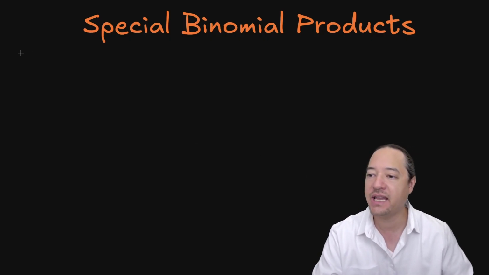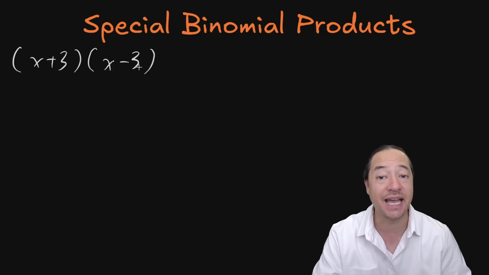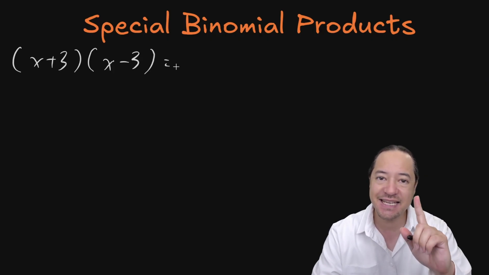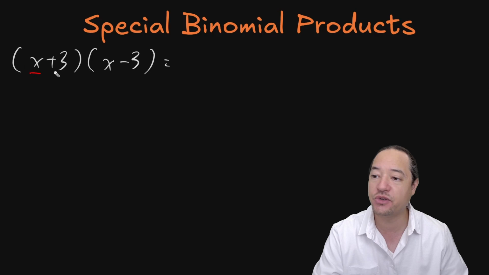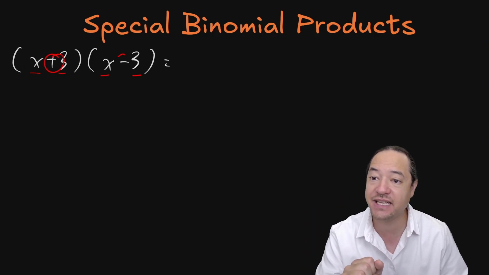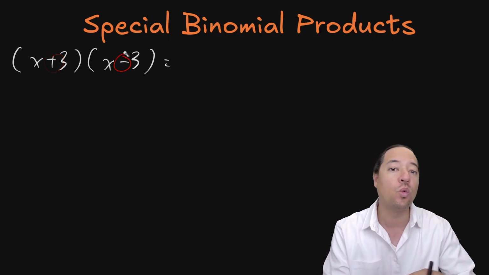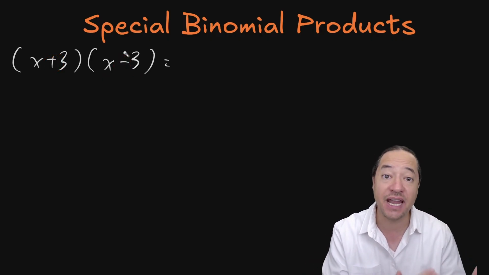What if we have a binomial, so let's say x plus 3, and we're going to multiply it by another binomial, x minus 3. What do we get? So the key here is that both of these binomials have the same 2 terms in them, but they have the opposite sign in the middle, okay? So when that happens, what is the pattern going to be? What kind of answer do we get?